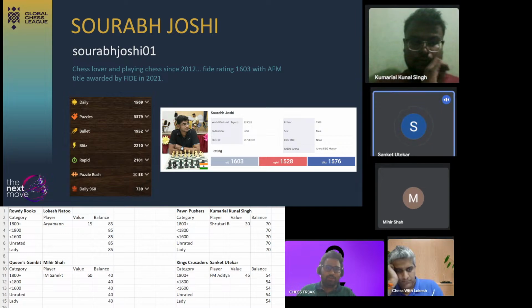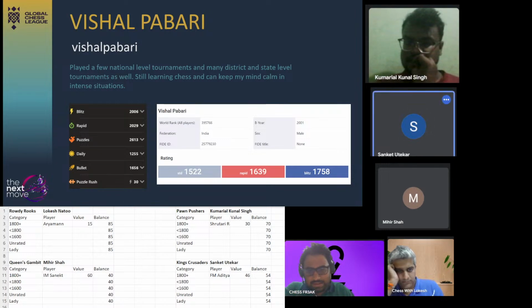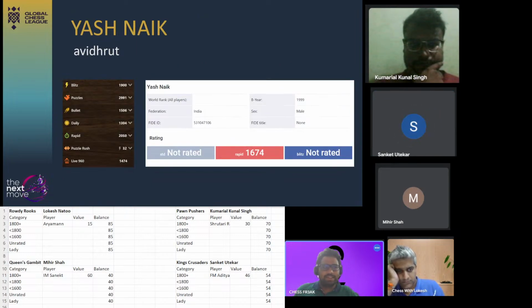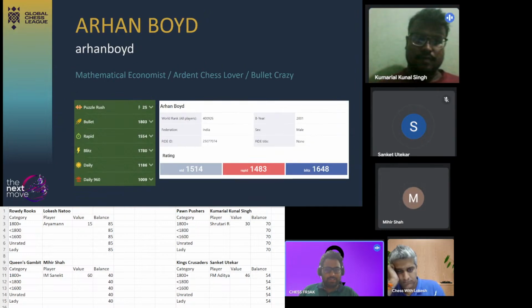The third player who will be up for the auction is Vishal Pabari. Here are his stats. And the final player who will be up for grabs in this segment is Yash Naik. So guys, these are the 4 players who are going to be up for auction in this segment: Yash Naik, Vishal Pabari, Saurabh Joshi, and Aaron Boyd. But for now, we are asking points for Aaron Boyd.